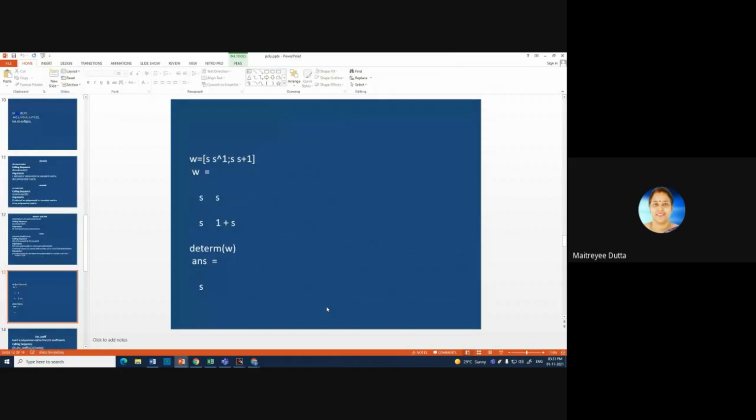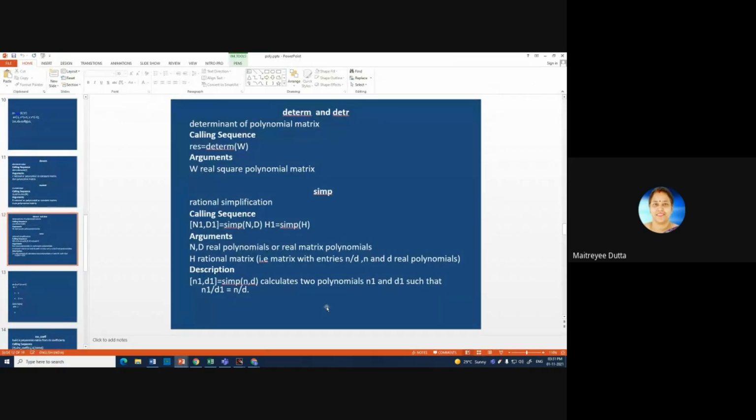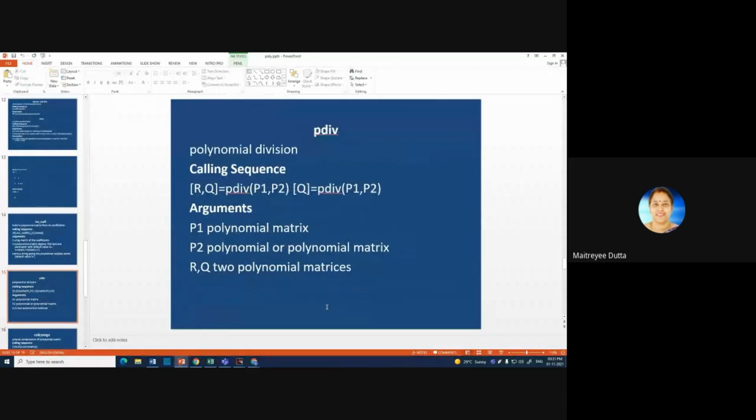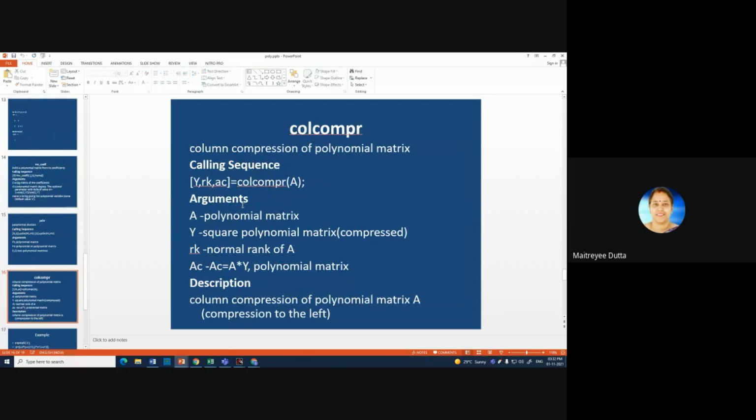For simplification, we can write SIMP. For polynomial division, you can write P1 by P2, or you can write P diff P1 P2. If you write P1 by P2, you get only the quotient, and if you write P diff P1 and P2, you get the remainder as well as the quotient. That is the only advantage.